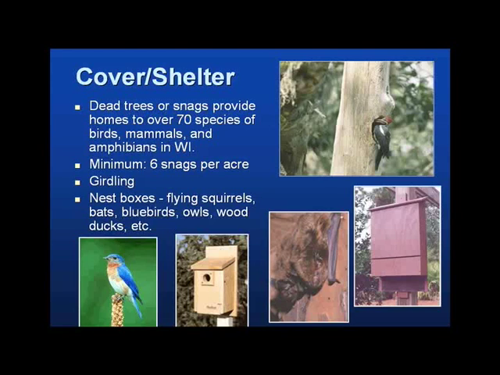If you, again, don't have these trees on your property, you can provide shelter artificially. You can build nest boxes. There's lots of different wildlife species that use nest boxes, from flying squirrels to bats to wood ducks or bluebirds. The information for building these nest boxes is all over. Whether you use a UW Extension publication that I can show you at the end, contact your local DNR office, or search on the internet.